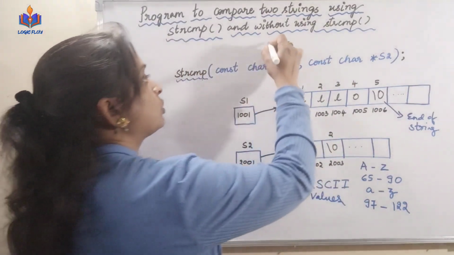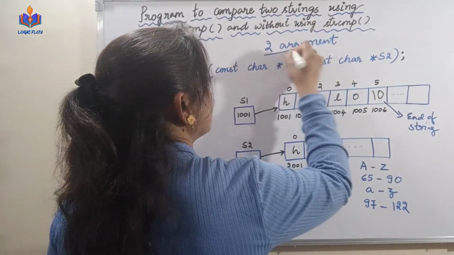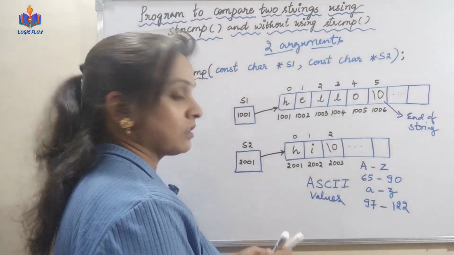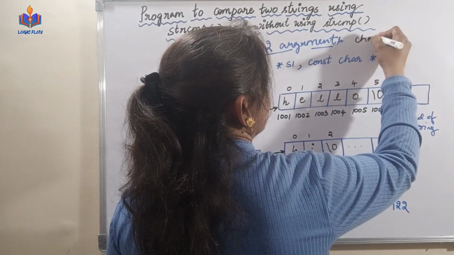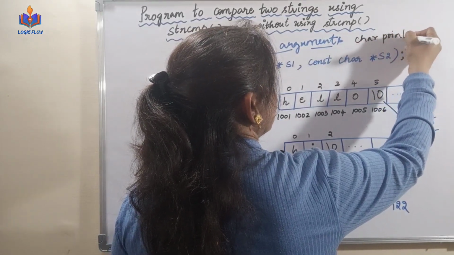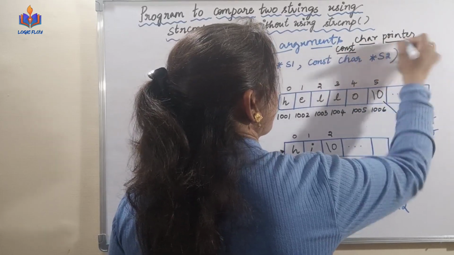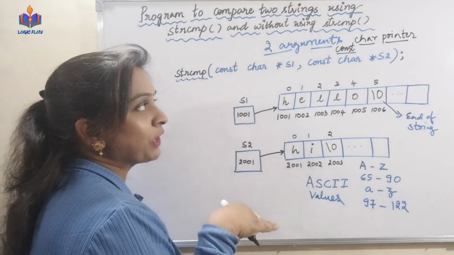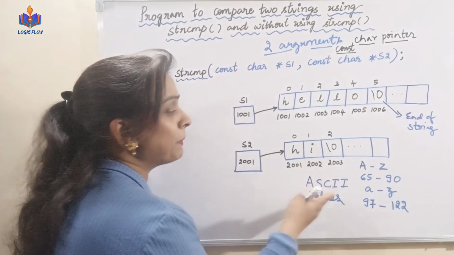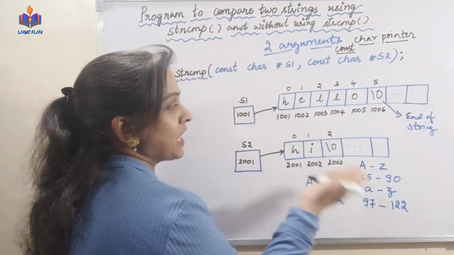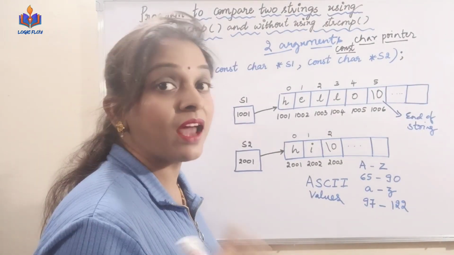So here it is taking two arguments which are constant character pointers, two arguments. Then what is it going to return? Since it is comparing with respect to ASCII values, it has to return some value which represents whether these strings are the same or different.